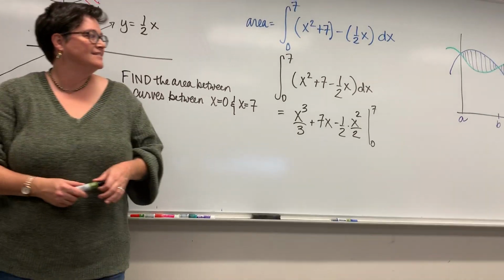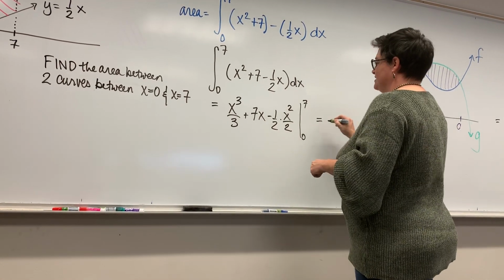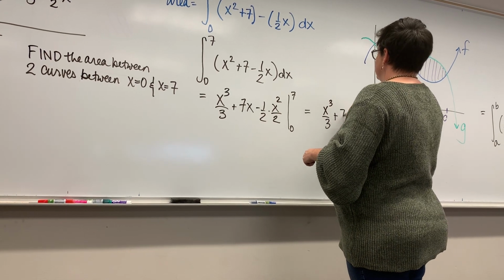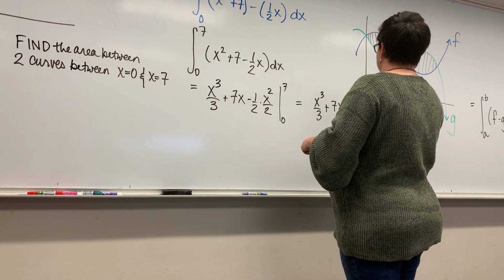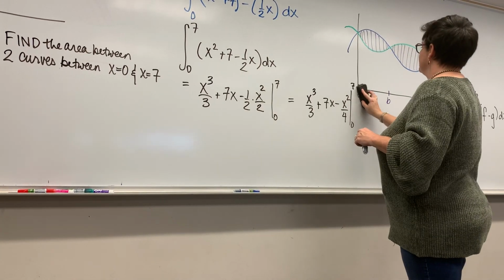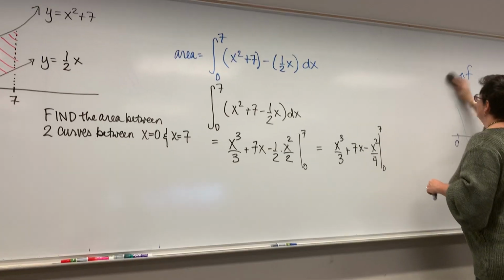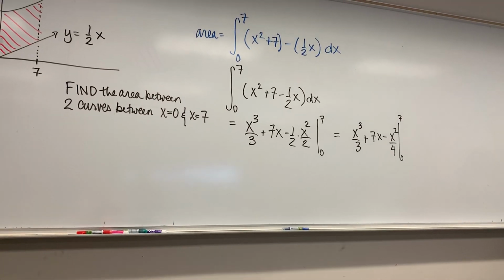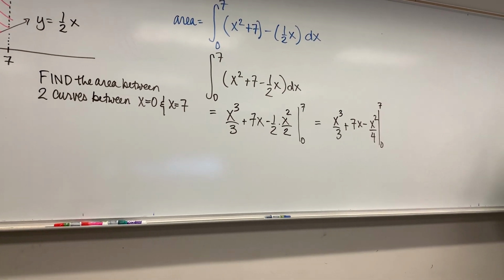All right. So now let's make this just a little bit prettier before we start plugging into it, shall we? So we're gonna make this x cubed over 3 plus 7x minus x squared over 4. Now we're doing this from 0 to 7. Is that right? I'll give you guys a second to catch up. I'll erase this stuff over here. Any questions so far?